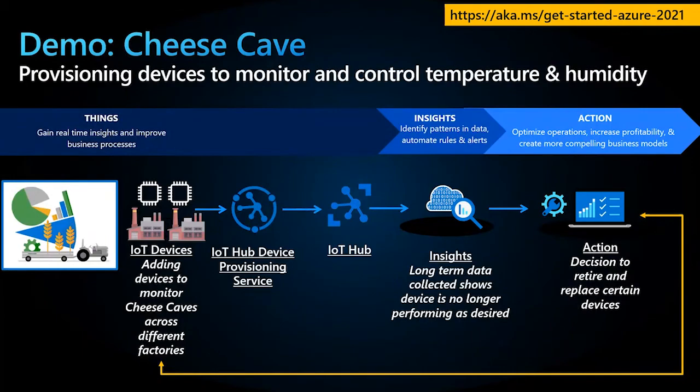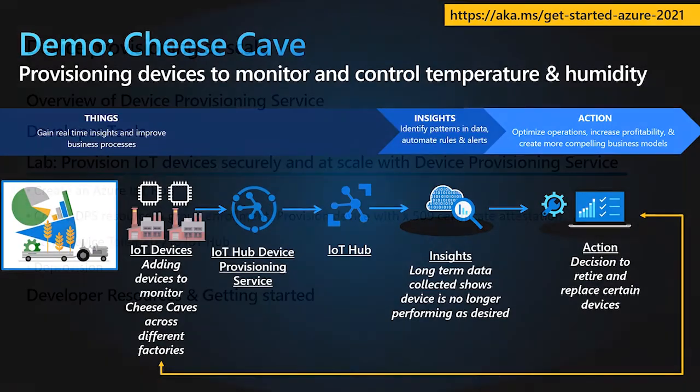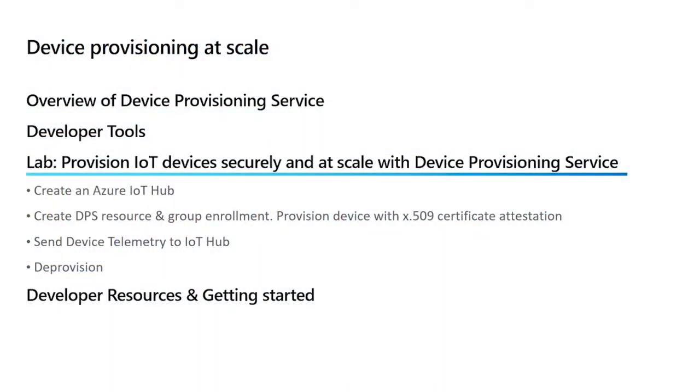All right, now let's go ahead and jump into the demo. As a reminder, we're going to create an IoT hub. We're going to deep dive into device provisioning service. I'm going to give a lot of tips along the way. We're going to talk about group enrollments and then work with X509 certificates. Then we're going to send telemetry up to IoT Hub to make sure everything's working.